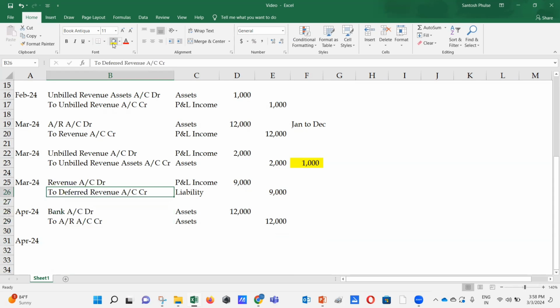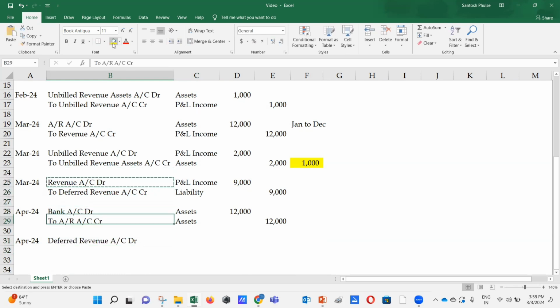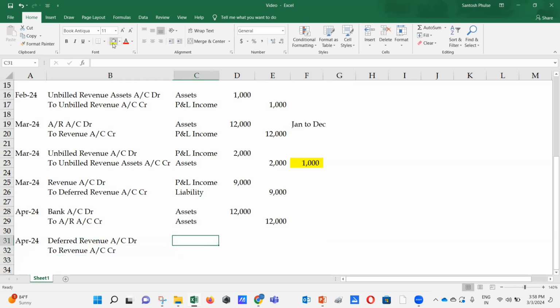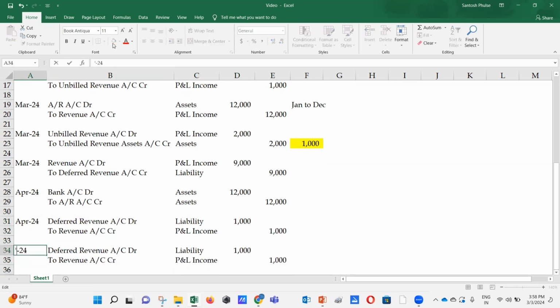Now, in April 24, you have to book the revenue since you delivered the service for April as well. So you are going to take the entry: deferred revenue account debit. You are going to reduce the amount pertaining to April from there, and take it towards the revenue. That's going to be 1,000, 1,000. This is going to be reduced from the liability and credited to your revenue account. The same entry you have to take in the books for the remaining months till December 24.